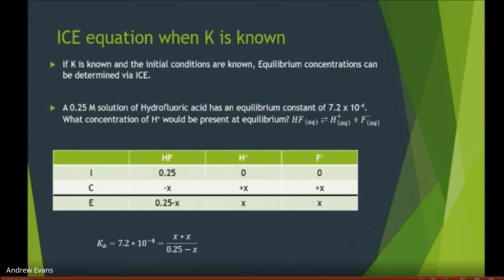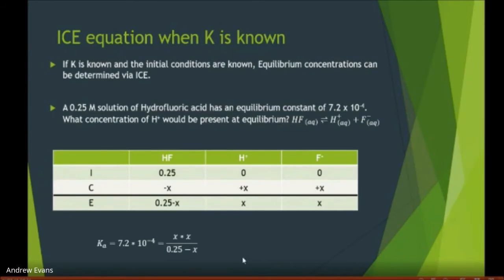On a situation, a 0.25 molar solution of hydrofluoric acid has an equilibrium constant of 7.2 times 10 to the fourth. So the reaction HF breaks down reversibly to H plus and F minus. At I, we know the concentration is 0.25, and the H plus and F minus is essentially 0. And we say, okay, we don't know any of the E concentrations, but we do know K sub A, 7.2 times 10 to the negative fourth.